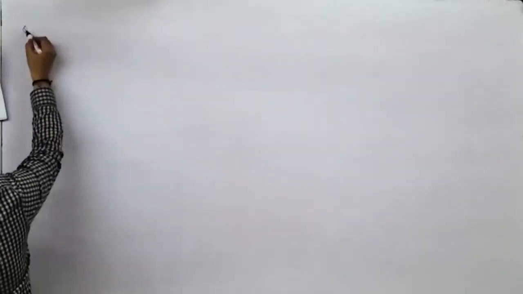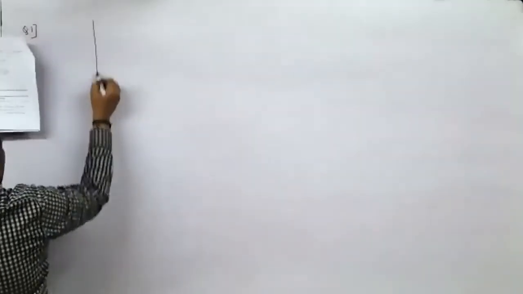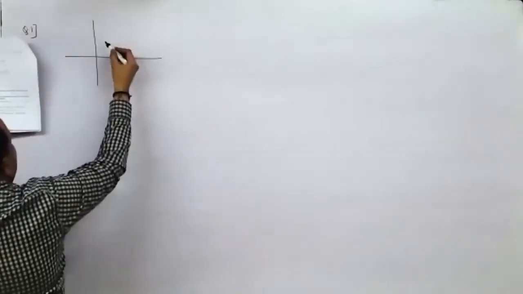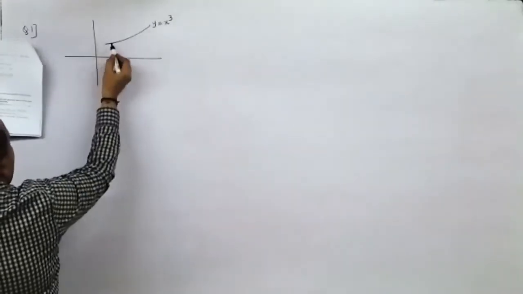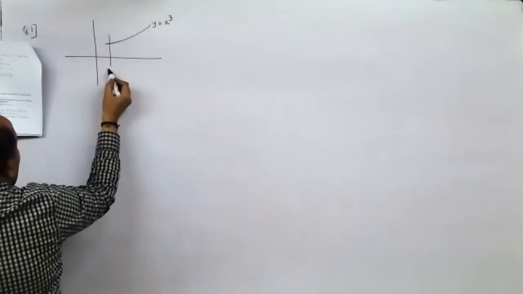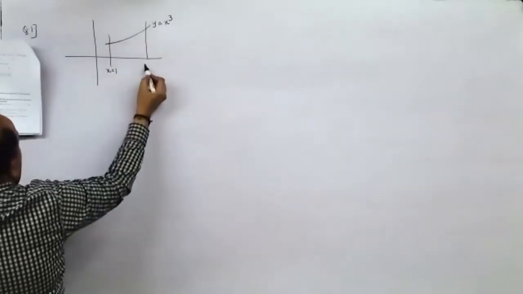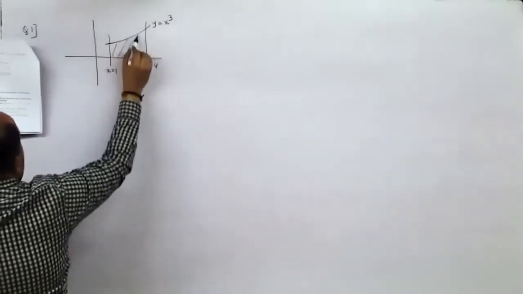Now here, first question, first part. Area of the region bounded by y equal to x cube. There is a curve y equal to x cube. There are two lines, x equal to 1, that means parallel to the y-axis, and x equal to 4. And you have to find the area between these two.